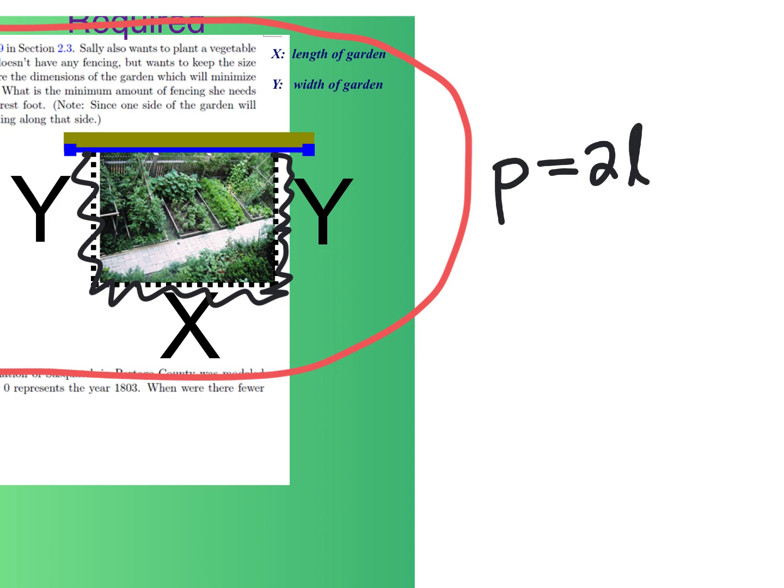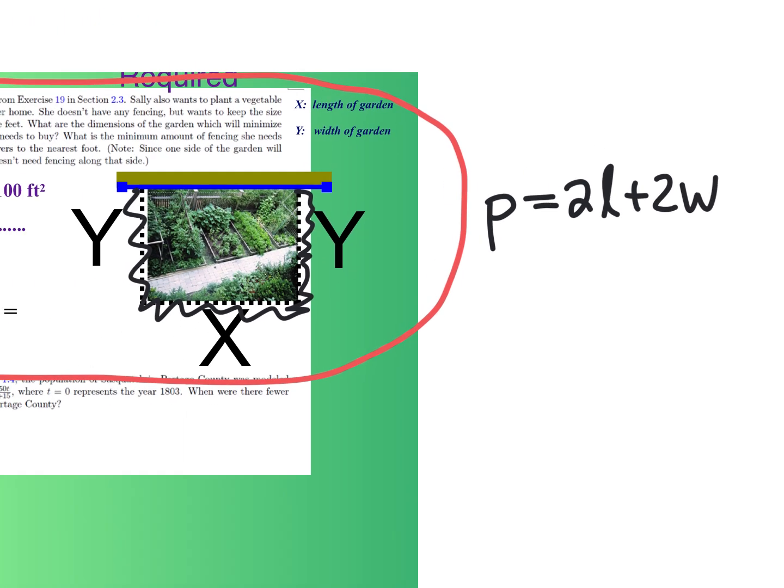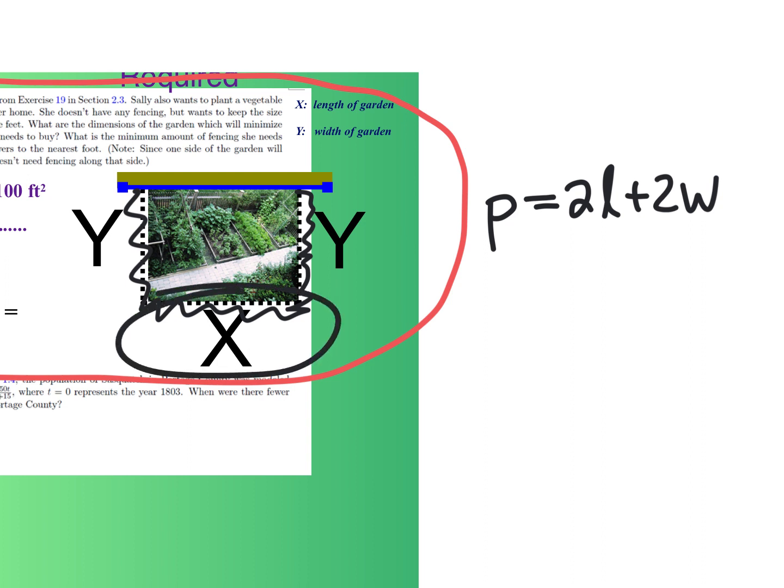2 lengths plus 2 widths. Very good. But in this case, we don't have 2 lengths. I always say to pick the longer side, which appears to be the x, and say that that's length. But we don't have 2 lengths because the side of the house is acting like one of the sides of the garden.